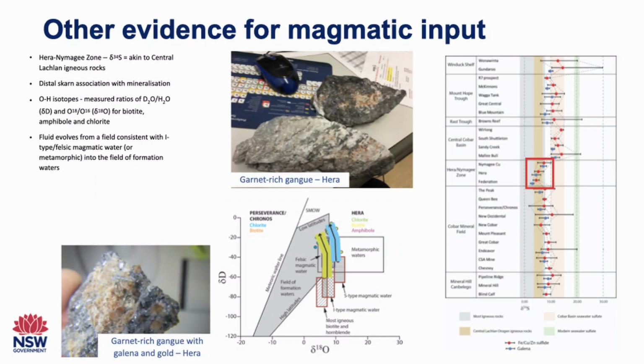I just put this in because there is other evidence for magmatic input, particularly in the Hieronymus zone. The sulfurs suggest we had a magmatic sulfur input. We've got garnet-rich skarns, distal skarn assemblages developed at Hieronymus. They have all the signs of being a distal magmatic system. Even the oxygen-hydrogen isotopes that we did on them suggest that we've probably started in a field consistent with magmatic waters, and slowly they've mixed with formational waters through time.